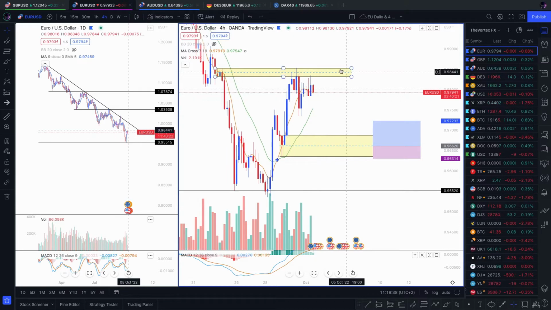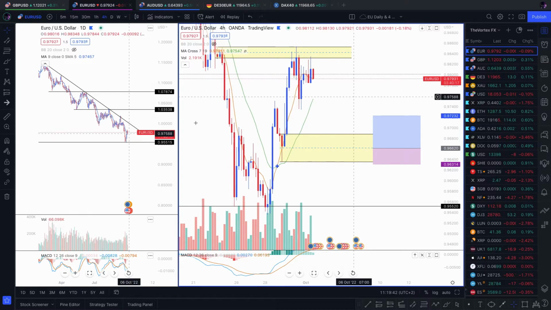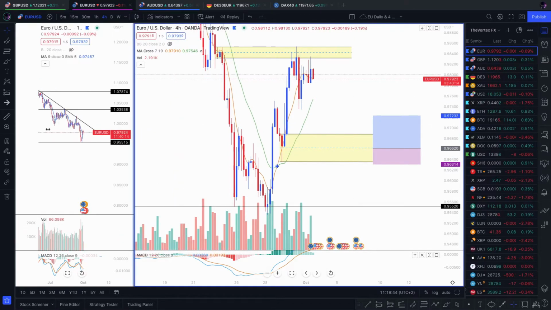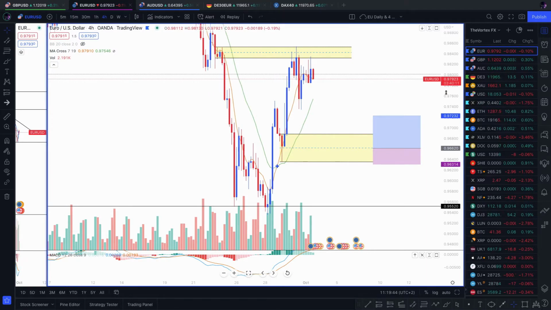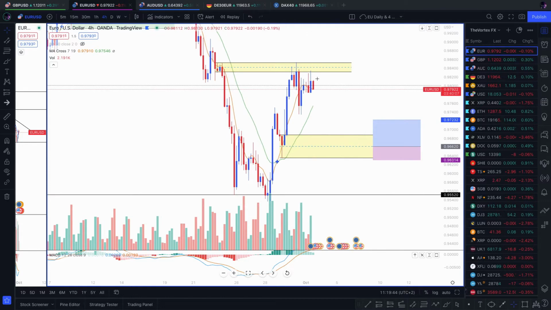Now, this yellow zone that I have highlighted here at the top, let me actually shrink this daily screen a little bit so we can have more space on the right-hand side. There we go. This yellow zone right here is actually an order block. It is a short setup that played out really well. Let me show you what I mean.